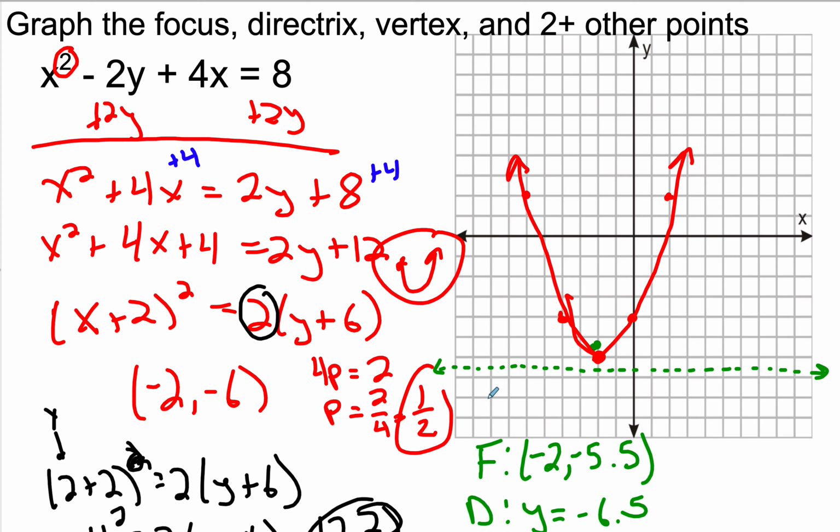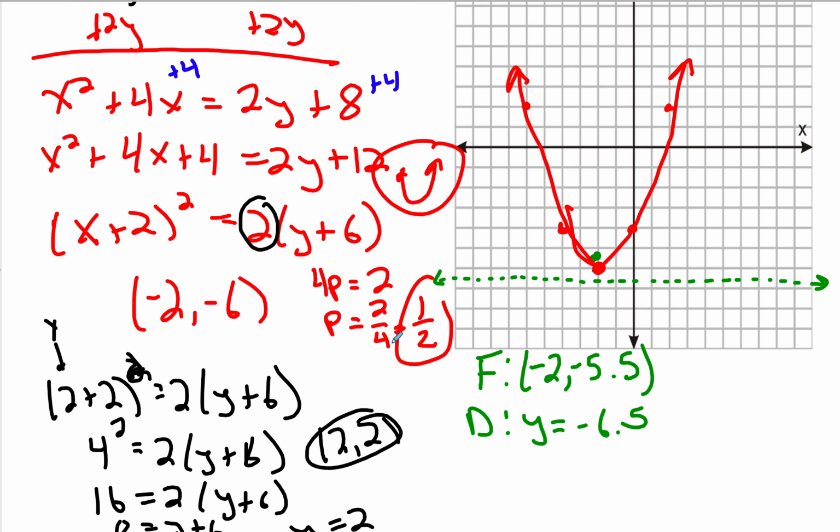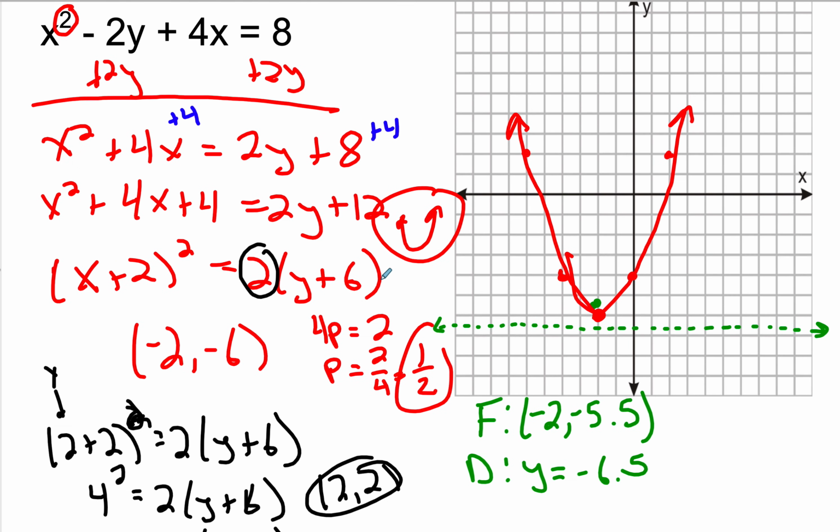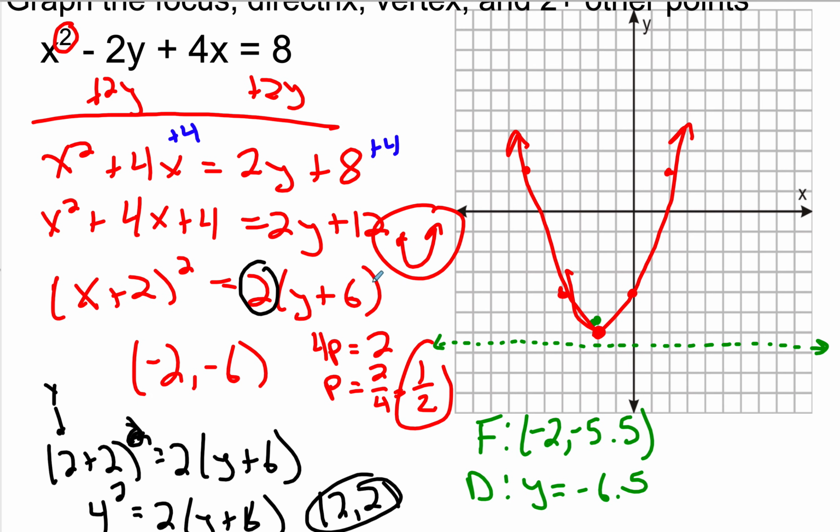Okay. So again, please make sure you understand everything I did here, from completing the square to finding the vertex, calculating p, getting my points, graphing everything. In a second, I am going to move on to the final example.